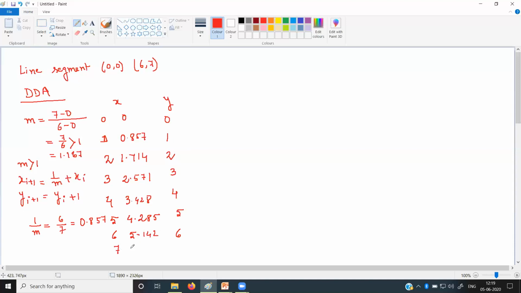And in the last iteration, the 7th iteration, the y value will reach 7. So 7 is the end point of the line segment. So this will be the last iteration. Fine. I reach the end point of y. Now what will be my x value? 5.142 plus 0.857. We have to add it. So it will now become 5.99.